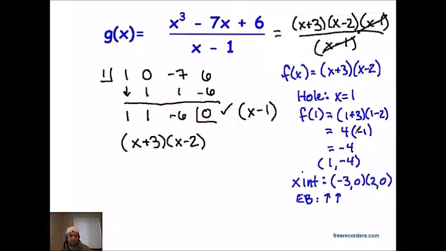Okay, and so last piece is we could find the y-intercept, which would be plug in 0. So we get 3 times negative 2. So the y-intercept is going to be at 0, negative 6. Cool. Let's go plot this now.